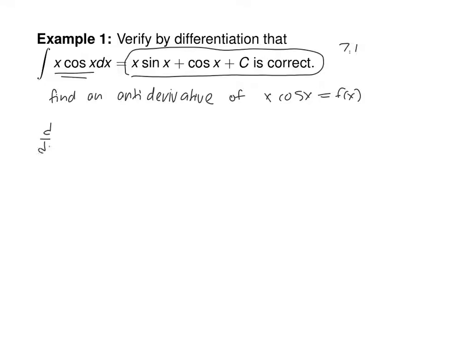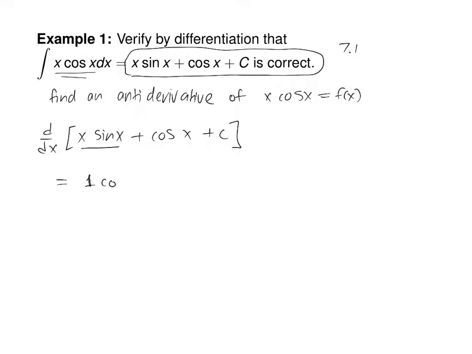Take the derivative of x sine x plus cosine x plus c. And if they are correct, you should get back x cosine x. That's how you verify it. And since you have to actually show your work here, what rule is required to differentiate that first part? The product rule.